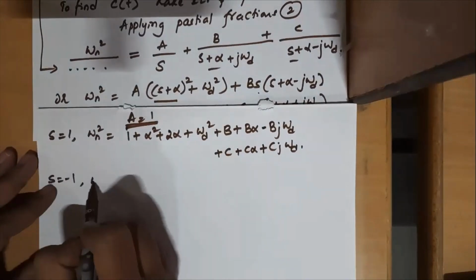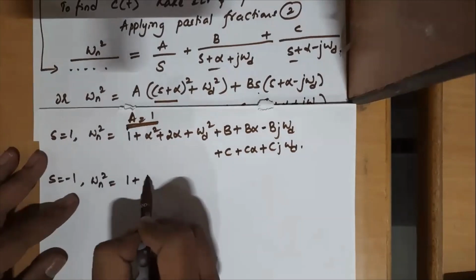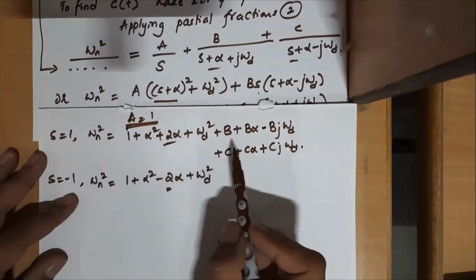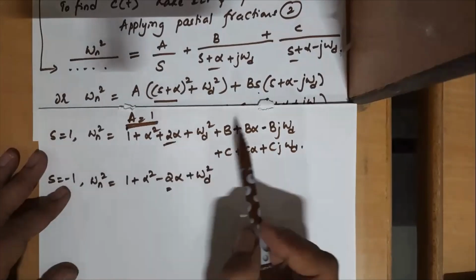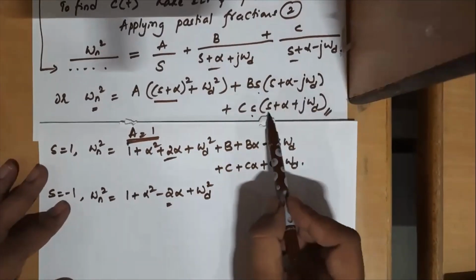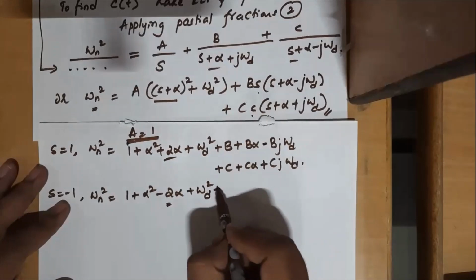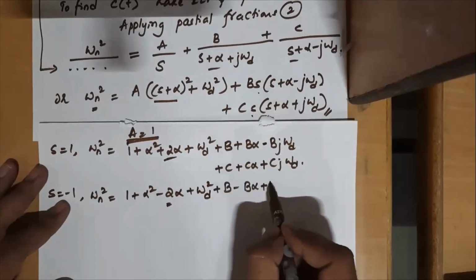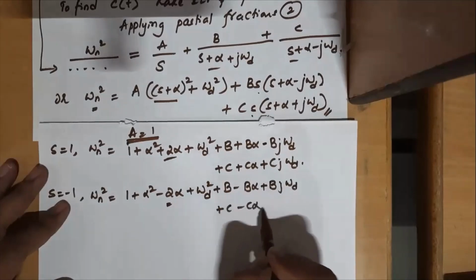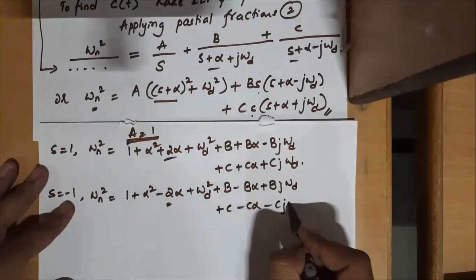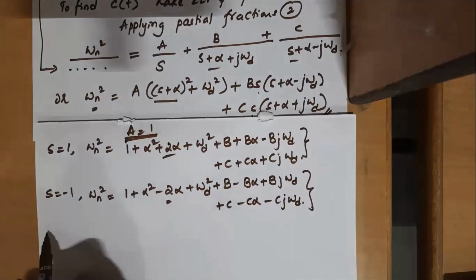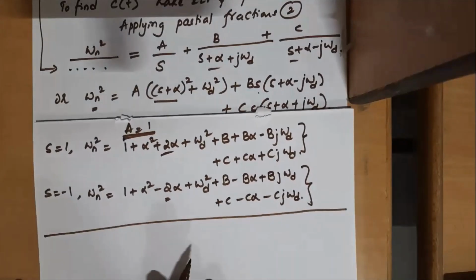Then the second one, substitute s equal to minus 1. We have omega n square equal to 1 plus alpha square minus 2 alpha, plus omega d square as it is. So with s equal to minus 1, we have two s's here, inside the bracket and outside the bracket. Therefore, minus and minus is plus b. Now it is minus b alpha and plus b j omega d. Similarly, c, minus c alpha and minus c j omega d. So these are the two different equations which we have to solve for b and c.